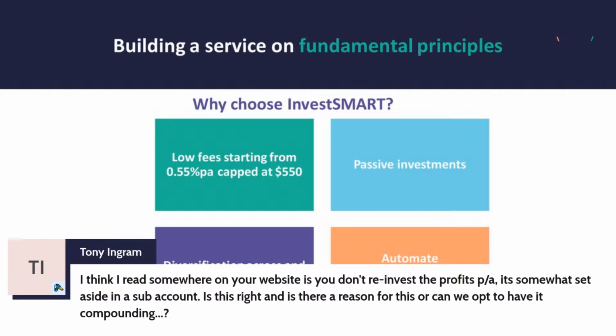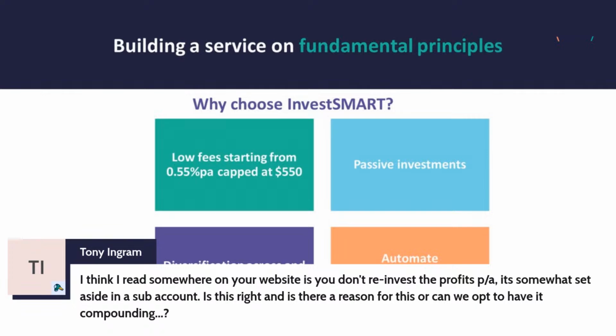I'm not too sure what that's referring to, because with the InvestSMART professionally managed accounts that let you choose these passive investments, these portfolios, the default setting is reinvestment of income, which is dividends and interest payments, which then get reallocated to your portfolios. You can turn that off, and you have to do that yourself, and then you can get the income paid out.